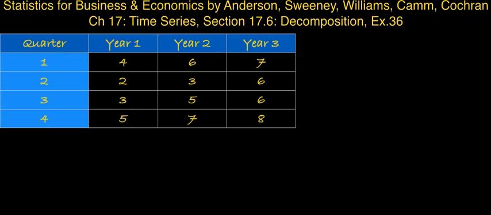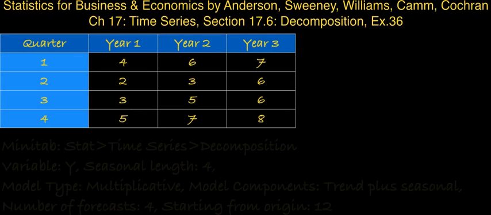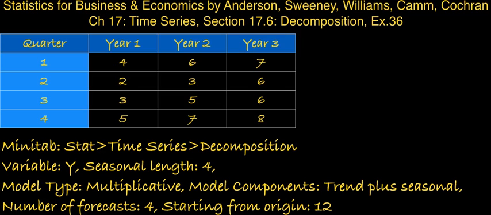Consider the following time series data, and we're going to use Minitab to do a time series decomposition for this data set. We'll set that up by selecting Stat, Time Series, Decomposition, and then in the box labeled Variable we're going to select the name of the time series variable, which I've simply called Y. The seasonal length is 4 because there are 4 quarters.